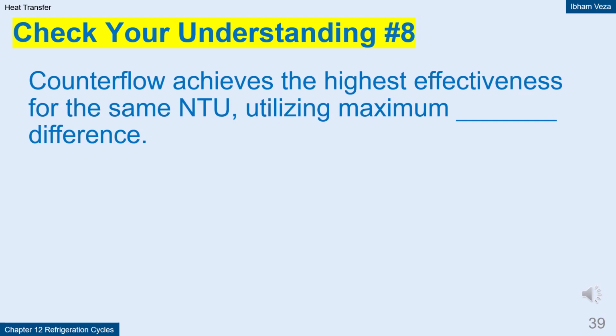Check your understanding. Number 8. This section reinforces that the highest effectiveness is achieved when the temperature difference is utilized maximally. The question guides students to recall the main characteristic of counterflow. This concept links the Effectiveness-NTU chart to its physical meaning. In this way, students do not only memorize the curves, but understand the reason behind them. This evaluation strengthens conceptual understanding.